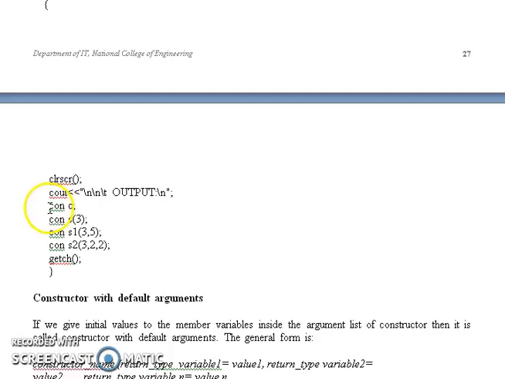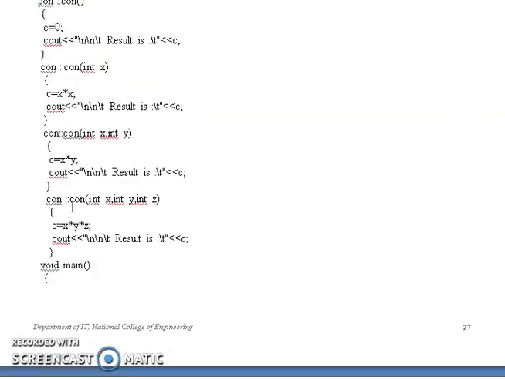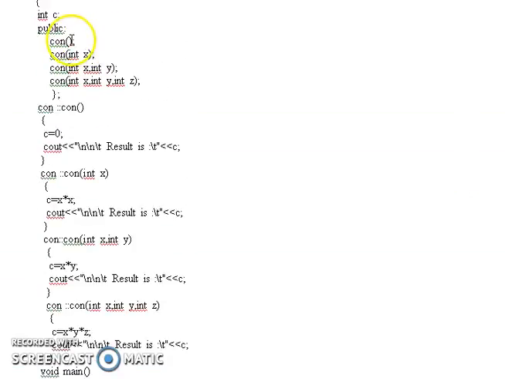For example, take this line const c. Here no parameter is used. So in that case, the constructor without a parameter will be called, and this is its implementation, and it will be invoked.